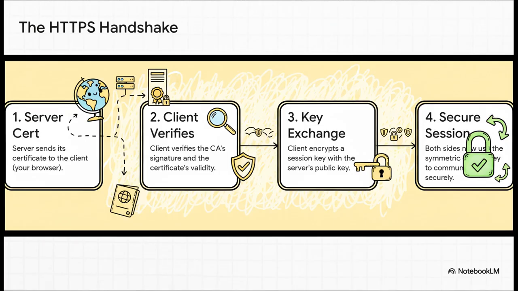So first, the website server presents its certificate, its digital passport. Your browser then immediately goes to work verifying it, checking the CA's signature against its own built-in list of trusted authorities. Once that checks out, your browser uses the website's public key to securely exchange a new temporary key just for this one session. And with that done, boom, a secure encrypted connection is established.